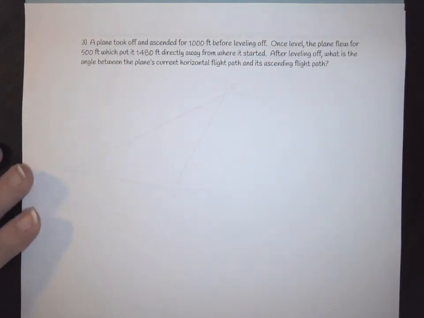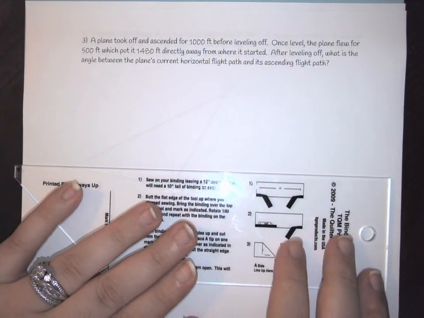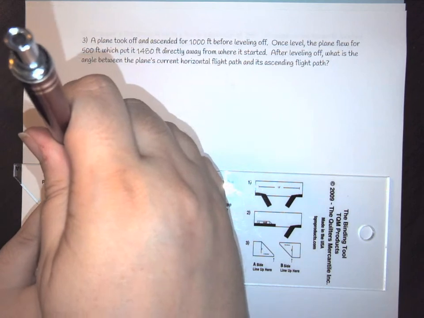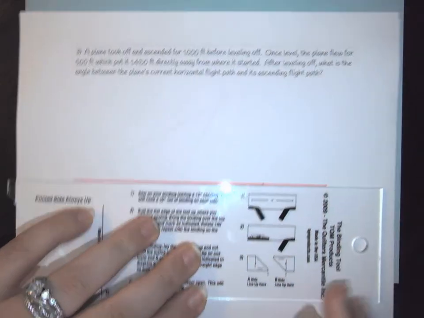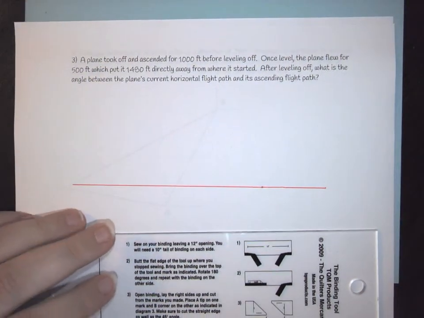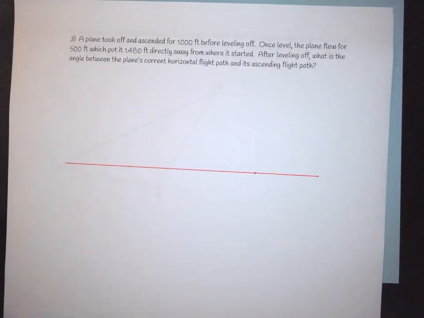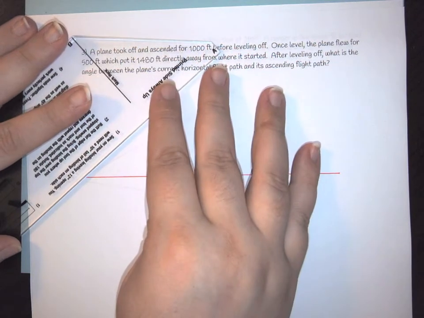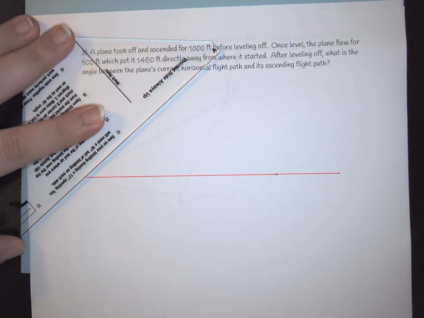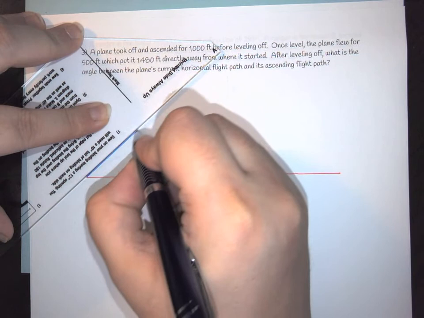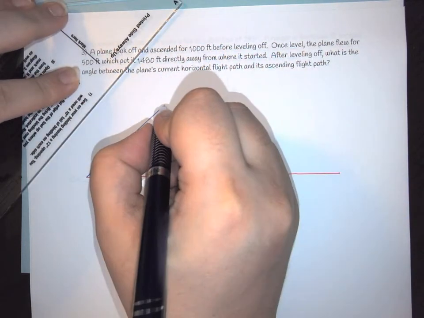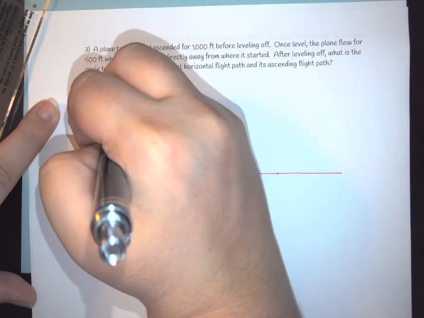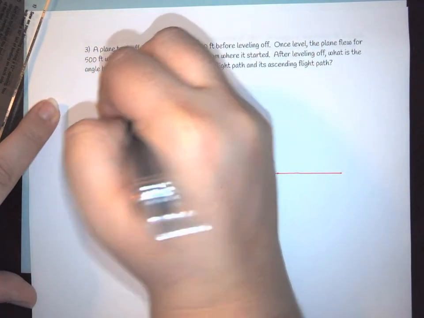So we need to, again, kind of draw ourselves a picture here. So the first thing that I'm going to do is I'm going to input my ground space. And now we have to look at what it's saying. It's saying that the first thing we're going to do is take off and ascend. So we're going to go ahead and take off here, and we're going to travel up to a spot. And it says that we took off for 1,000 feet. So this is 1,000 feet before leveling off.